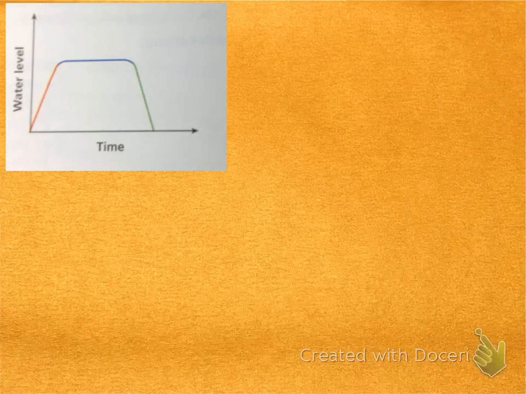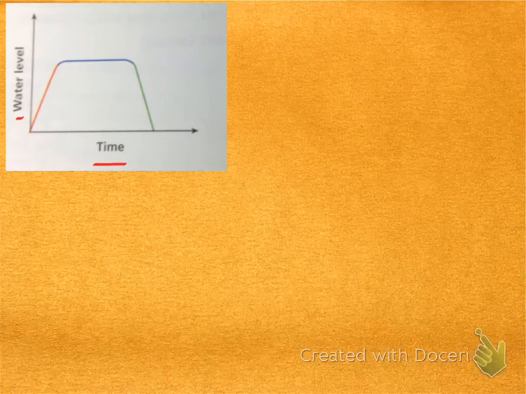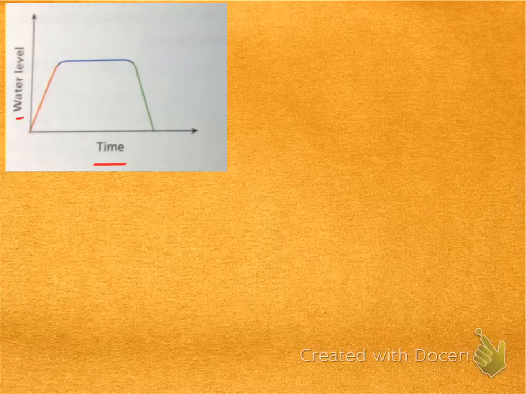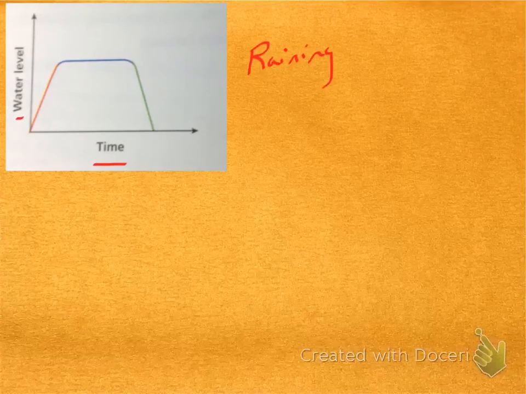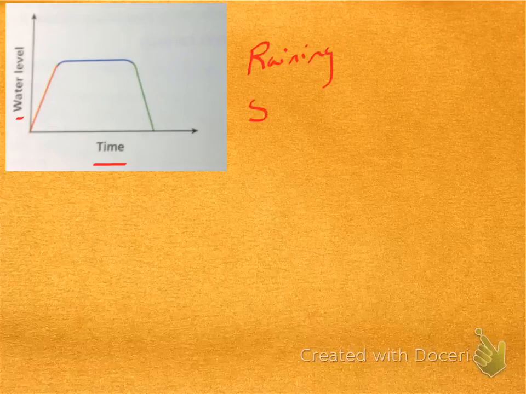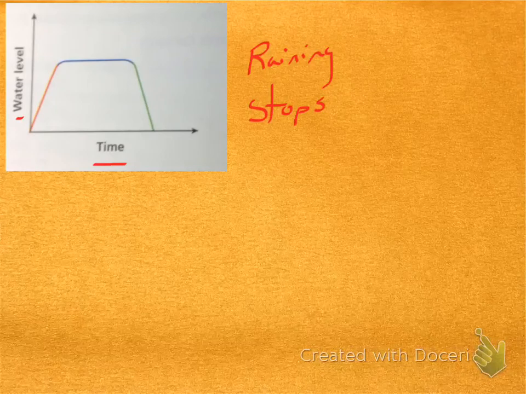So let's look at this last one. Here we want to actually write a story about this graph. You see it says water level and then time. So let me make something up here. Let's say it's raining, pretty heavily. And then it just kind of stops for a while. Stops raining. There you go.